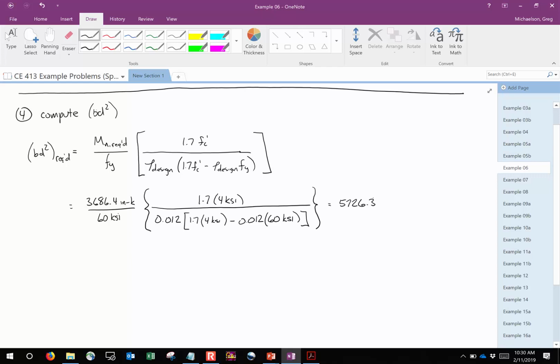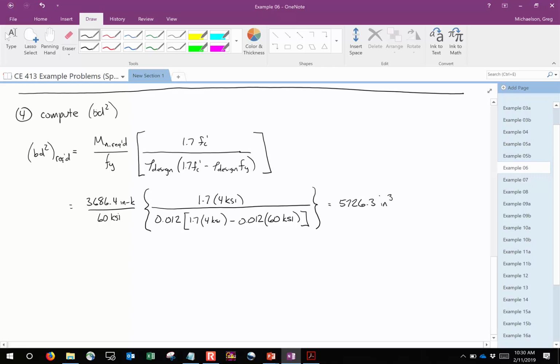What about over here? We've got kips and the kips. They cancel. But let's just think about it. What are we computing? We're computing a bd squared. What would the units of bd squared be? Say it again. Inches cubed. It's basically a section modulus. So the answer here is inches cubed. So that's basically how big the beam needs to be. Everybody okay with that? Okay.